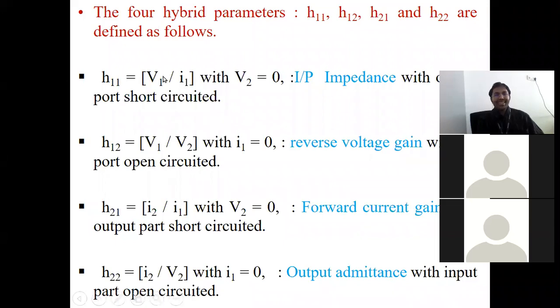Here this is voltage by current, hence it is called impedance. Voltage by current is impedance. One, input side. So input voltage by input current, input impedance. Next, 1, 2. H12 is based on definition voltage by voltage. See, gain is output voltage by input voltage. However, here we have input voltage by output voltage. Hence, it is called reverse voltage gain.